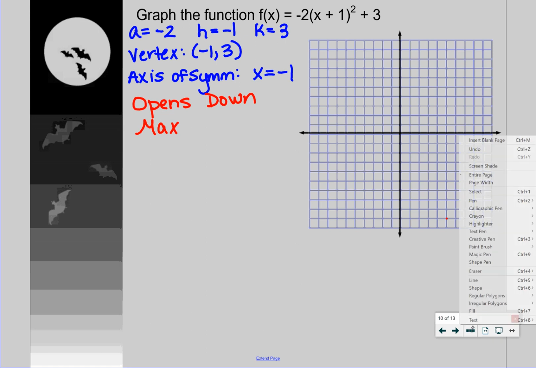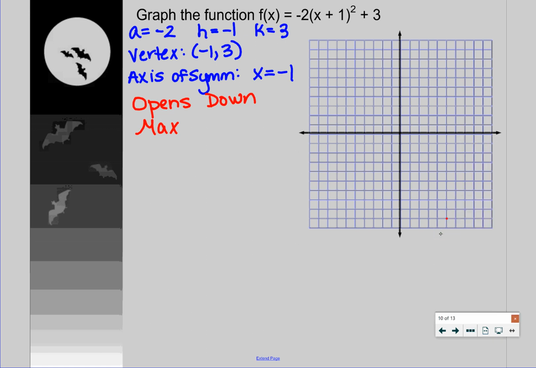Okay, let's go ahead and find intercepts now. So that's review from way back at the beginning of the year. Let's start with a Y-intercept. How do we find a Y-intercept? 0 for X. All right, so in this equation, that looks like Y equals -2(0 plus 1) squared plus 3. And then you can use your calculator, order of operations. If I do it in my head, I would do 1 squared, which would give me 1, times -2 is -2, plus 3 is 1. So my Y-intercept is 1.